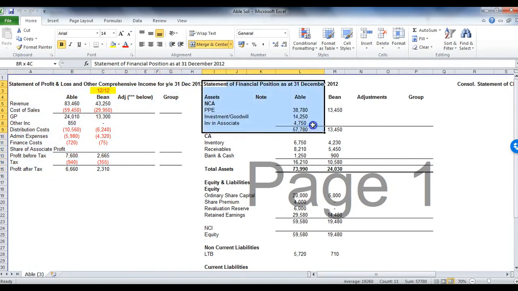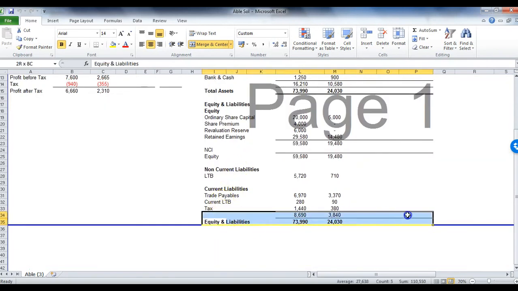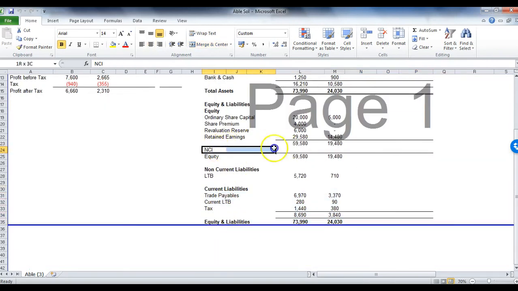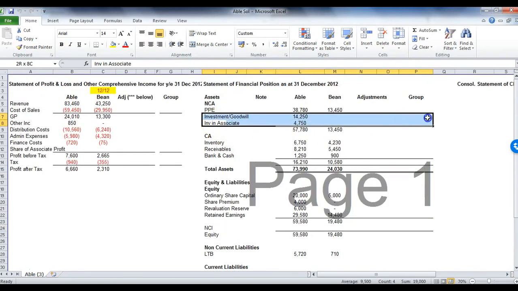Same structure for the statement of financial position. I do the parent plus the sub plus adjustments and then the group. And again, I probably leave 2 pages here because there's a lot of line items. And don't forget to leave some space for an NCI. And typically I might leave 1 or 2 spaces up here if you have goodwill, etc. Or you can do them on the same line as the investment.